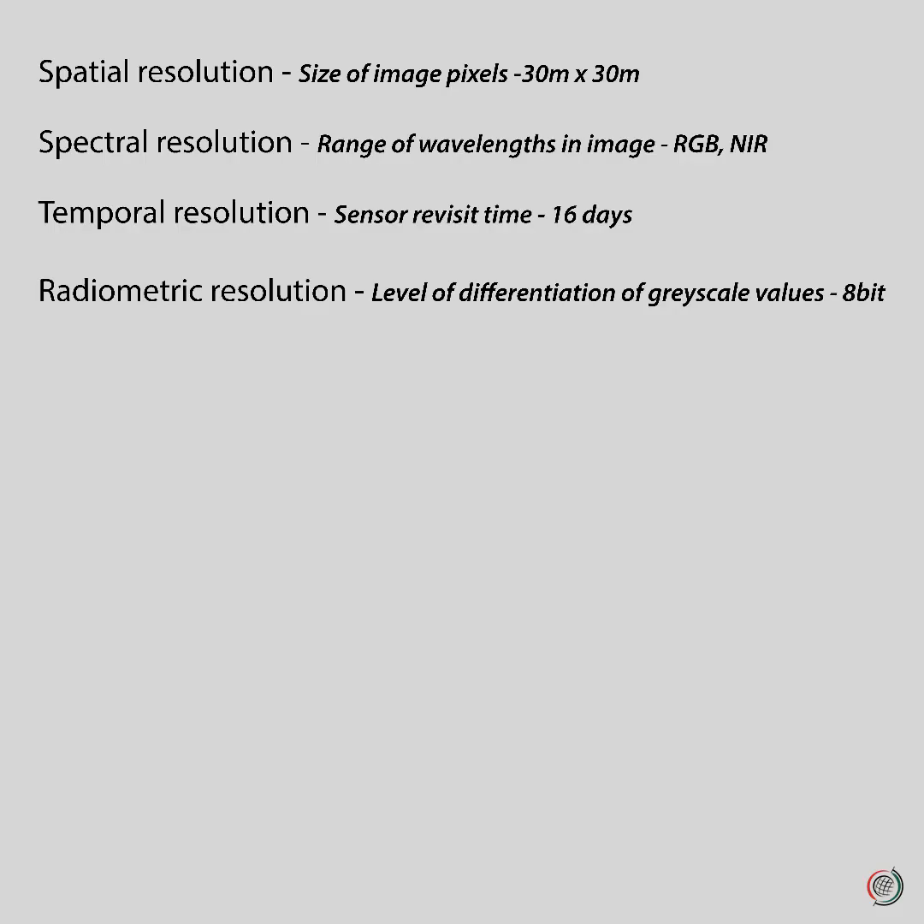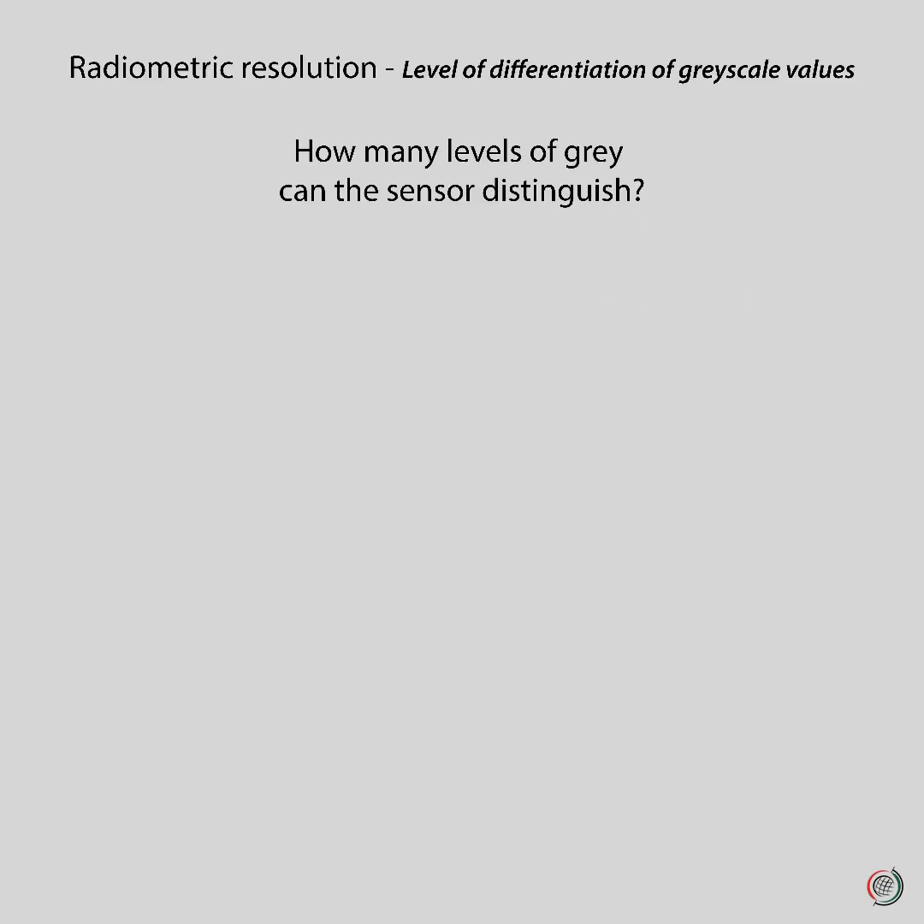We've learned that there are 4 resolutions to any given remote sensing dataset. Spatial, which is the size of an image pixel, for example 30 by 30 meters. Spectral, which is the range of wavelengths being captured, which could be the visible, near infrared, or shortwave infrared. Temporal, which is the time it takes for a sensor to revisit the same location, which for example could be 16 days. And the radiometric resolution, which is the level of differentiation of grayscale values, which for example could be an 8-bit image.